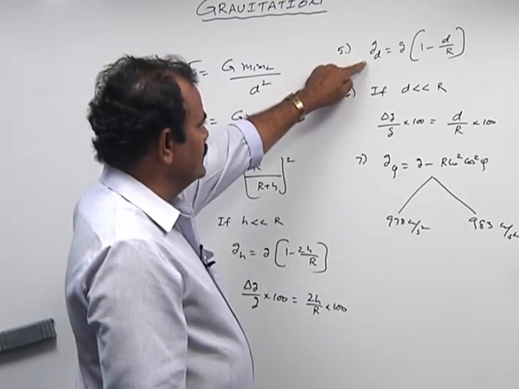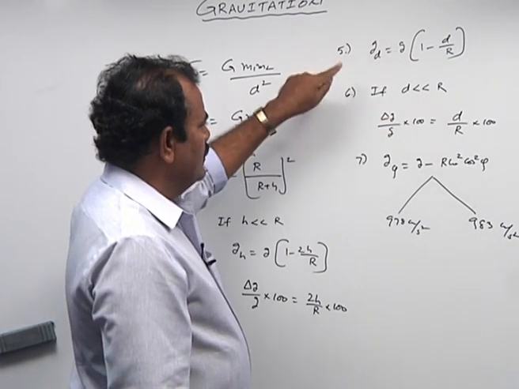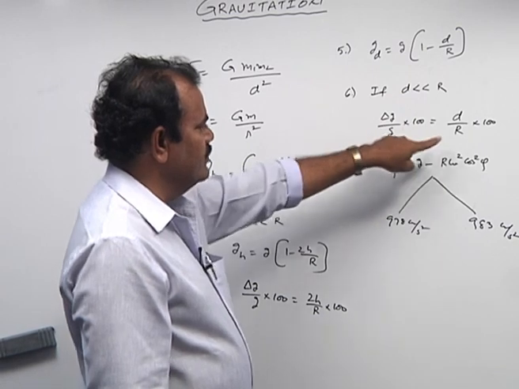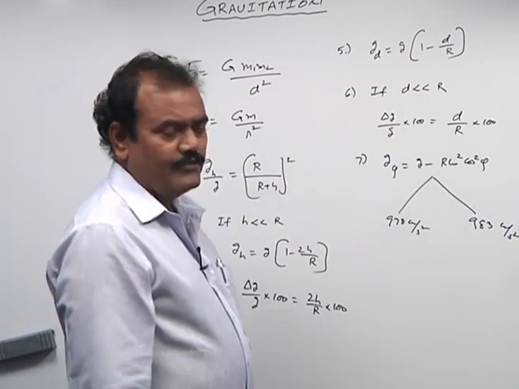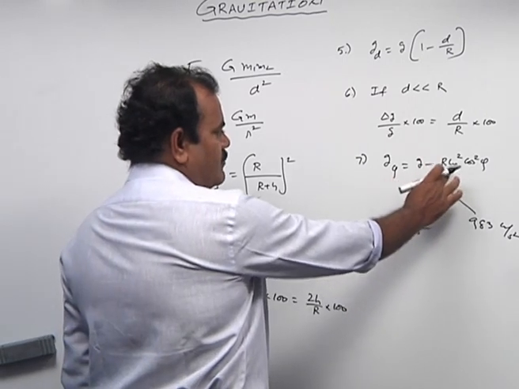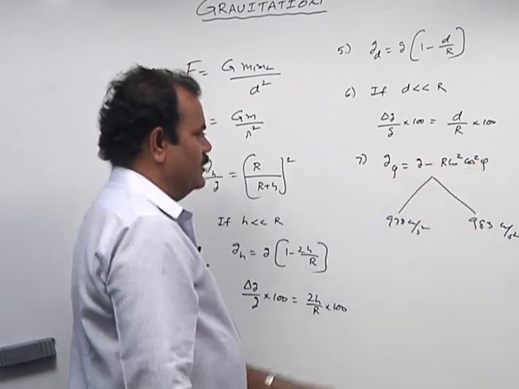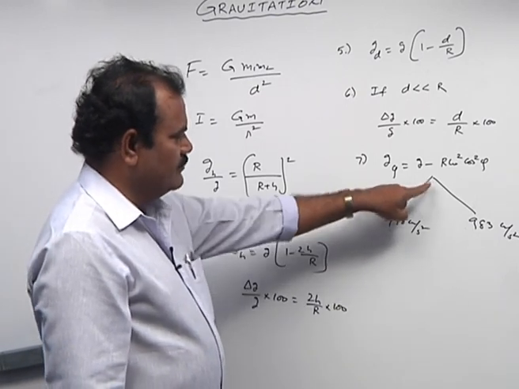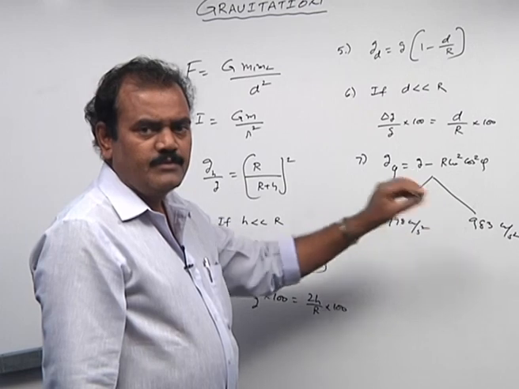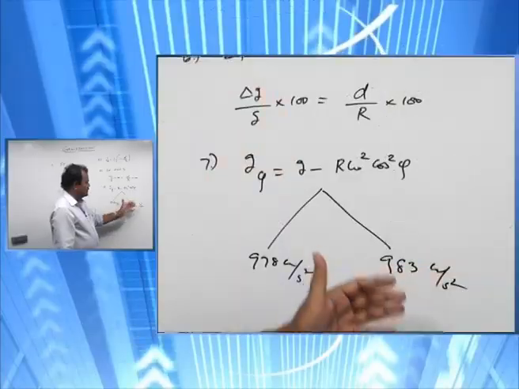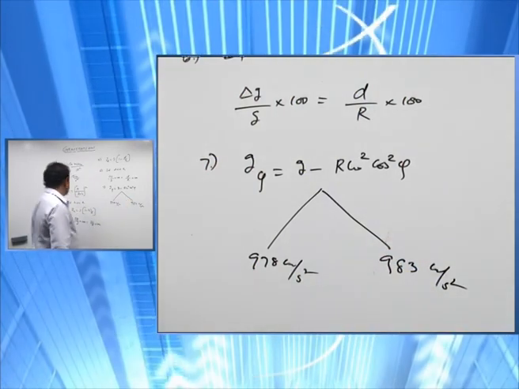Thereafter, when it is taken to the depth, this formula is also covered. After that, next when d is less than R, this is the formula. And thereafter, the effect of the latitude, this formula is very important: g_phi is equal to small g minus R omega square cos square phi, and we derived that formula also in the last class. Thereafter we have taken the two cases. Suppose phi is equal to 0 degrees, that is at the equator, and phi is equal to 90 degrees, that is at the poles. These are the values.